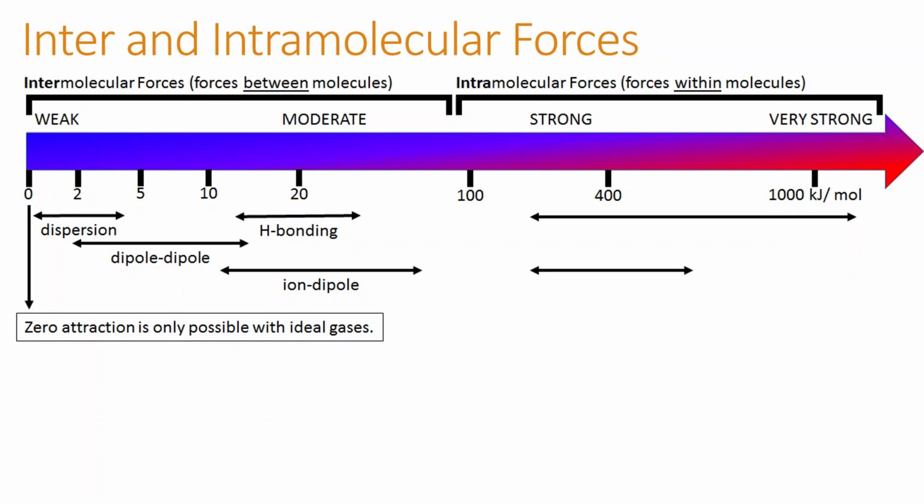So my intramolecular forces are going to include ionic bonds, which tend to be stronger than covalent bonds. If you think about a covalent bond versus an ionic bond, an ionic bond is going to be really hard to break.